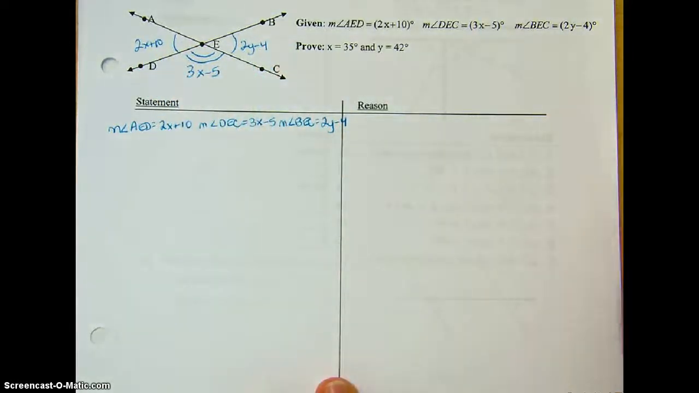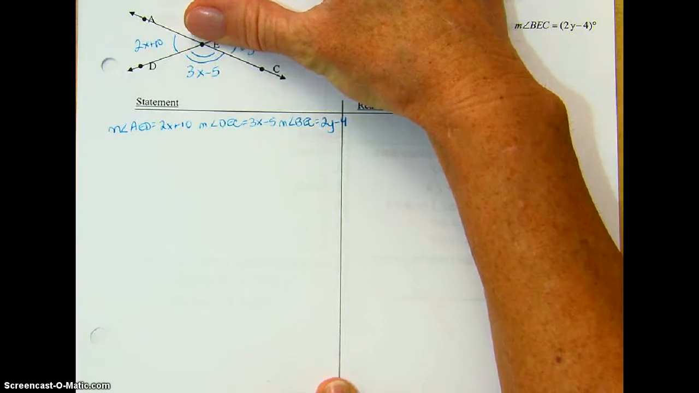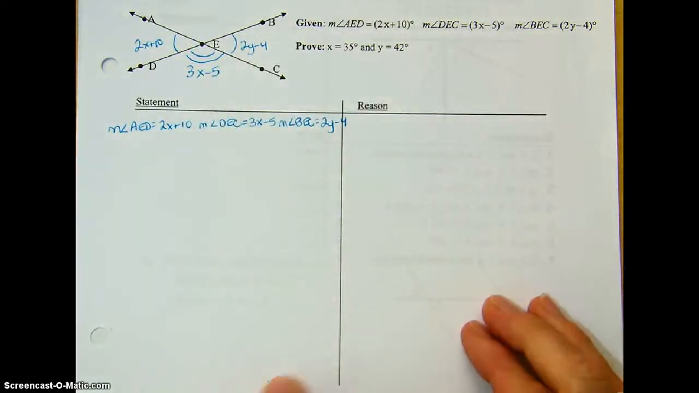Now, if we cover up this section right here, and we look at just this portion, we can see that angle AED and angle DEC make a linear pair. And they're both x's. So we can add those up, set them equal to 180, find x, and then voila, we can substitute in here, go back and forth, and that is exactly what we're going to do.